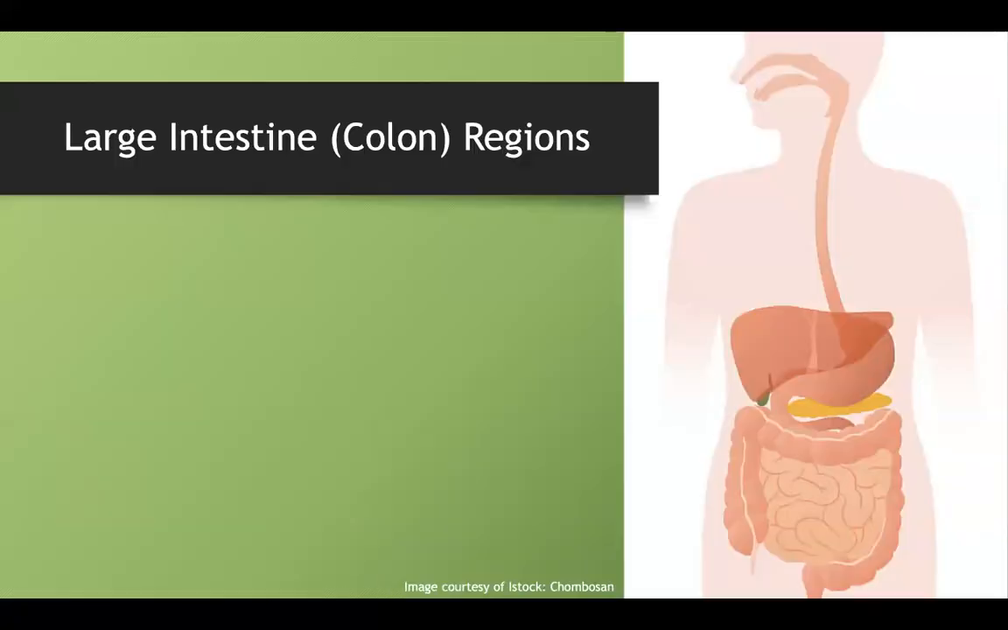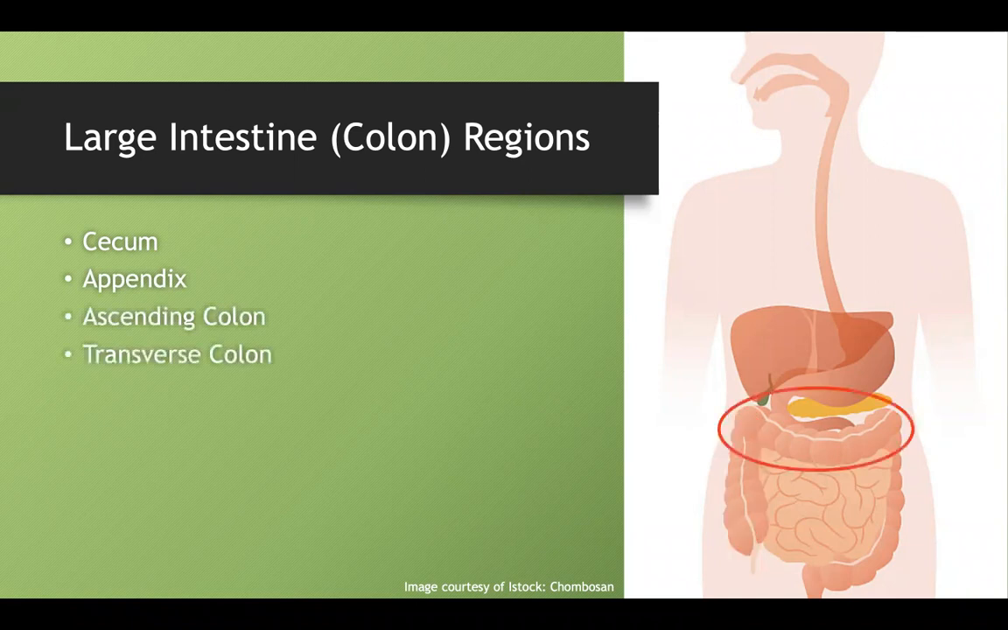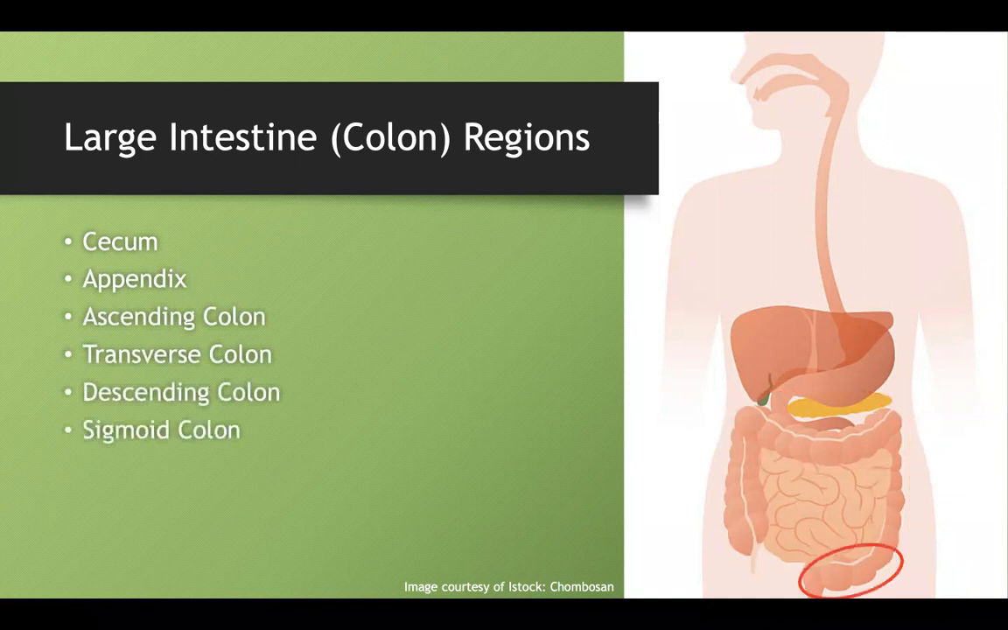So for anatomy, let's start by talking about the different regions of the colon. Starting at the very bottom left of your screen here, in your right lower quadrant, you have your cecum. Attached to that is your appendix. We also have our ascending colon, transverse colon, descending colon, and finally the sigmoid colon.